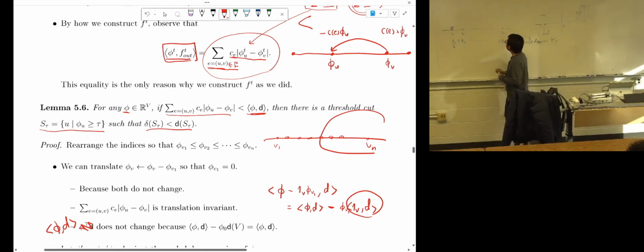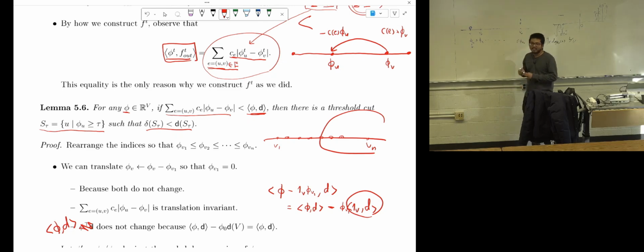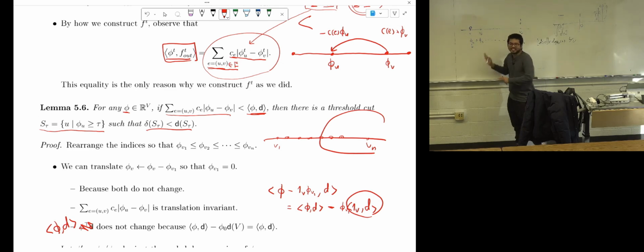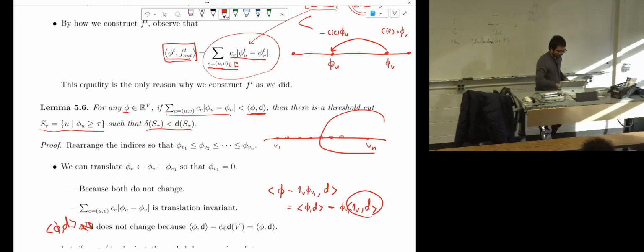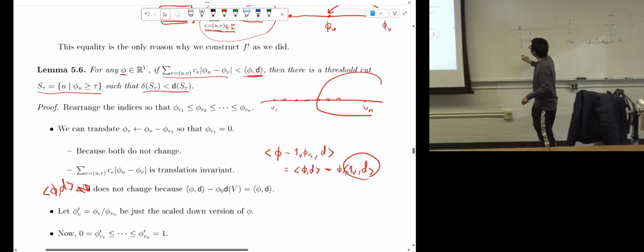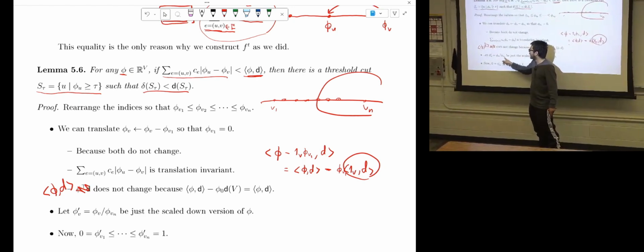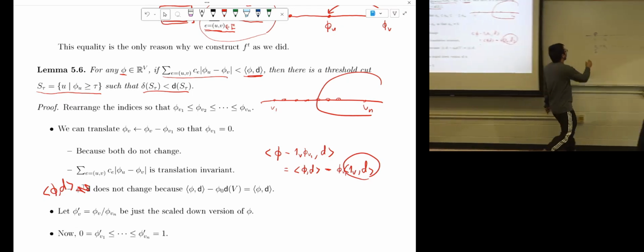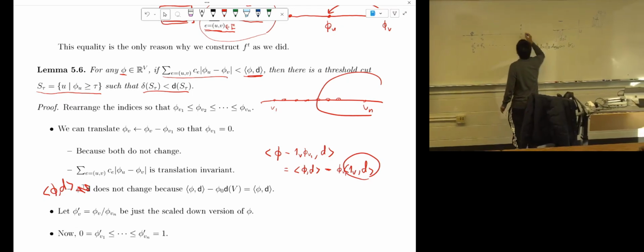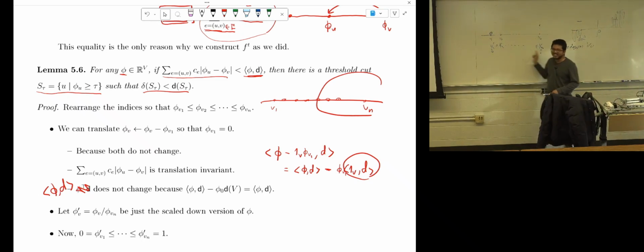And I try to make this thing be 1 too. I just try to simplify things so that this is 0, this is 1. And how exactly? Maybe I just scale everything down so that it's 1. Let me set phi prime to be phi scaled down by phi Vn. So this is now phi prime, and this is actually 1. Okay, so let's work with this thing.